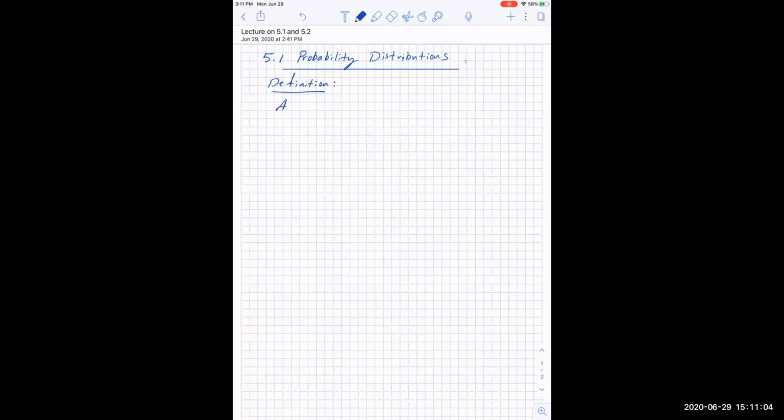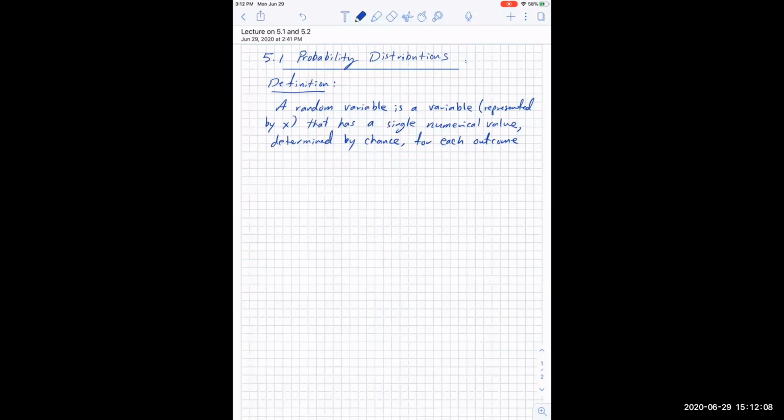A random variable is a variable represented by X that has a single numerical value determined by chance for each outcome of a procedure.